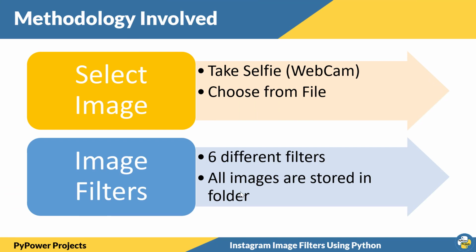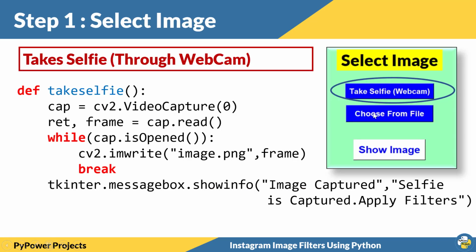Now what is the methodology involved in this project? Two steps are involved in this methodology. First is select image and second is image filters. You can select an image using the webcam, that is, you can take a selfie from your laptop, or you can choose a file from your directories. Second is image filters. 6 different types of filters are given in this project.